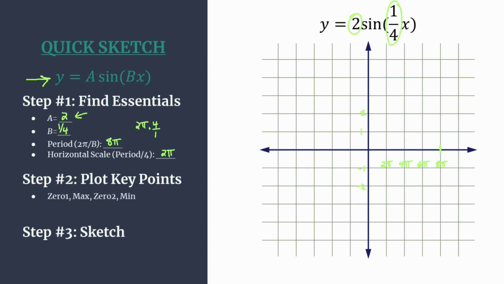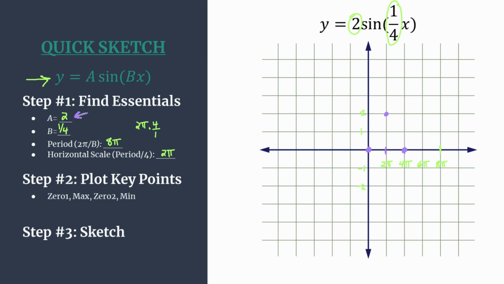where we plot our key points. For a sine pattern, we're going to start at the origin, and our key point pattern is 0, 1, max, 0, 2, min. So plot your first point here at the origin. That's 0, 0, your x-intercept. Okay, your maximum will occur at that first horizontal tick mark, 2 pi. And to get the y-coordinate, just look back to that value of a. That's 2. So right there is your maximum.